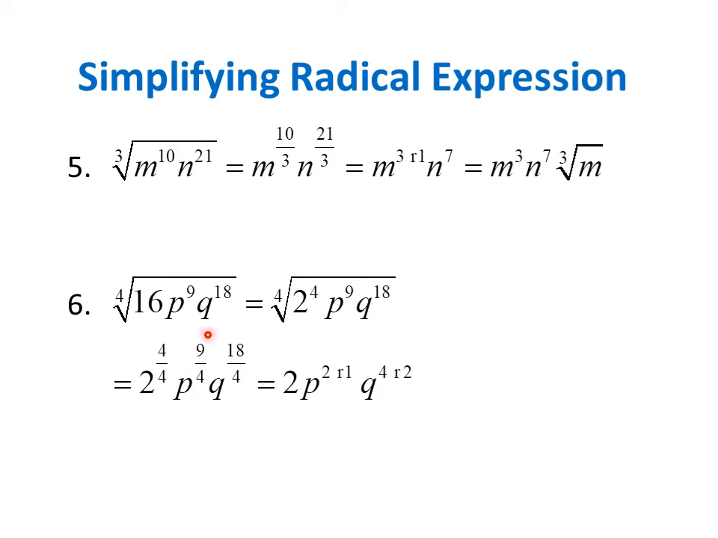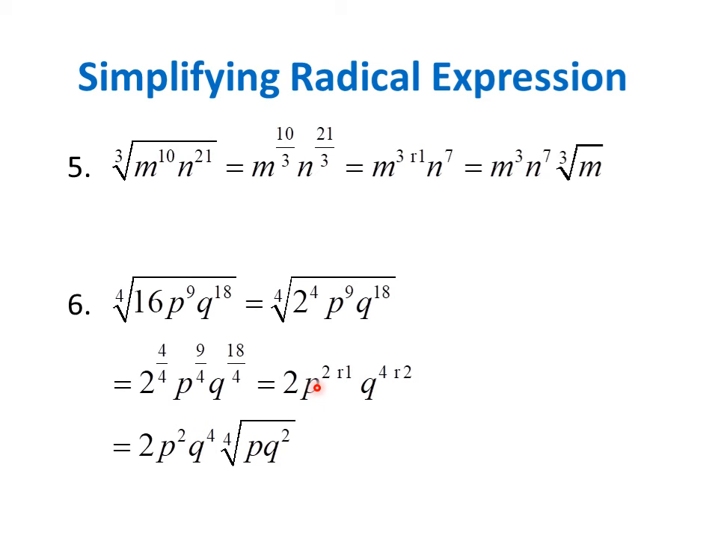Let's simplify the exponents. 4 divided by 4 is 1, so the number becomes 2 to the 1, or simply 2. Then we have 9 divided by 4. That, of course, is 2, remainder 1. Then for q, we have 18 divided by 4. That is 4, remainder 2. So outside the radical symbol, we have 2p squared times q to the 4.